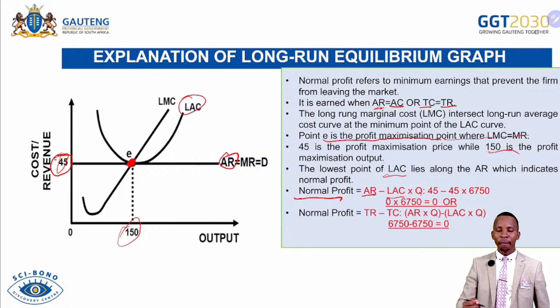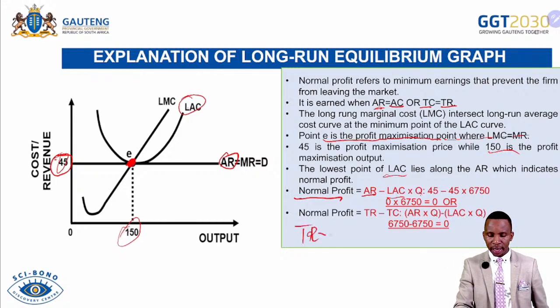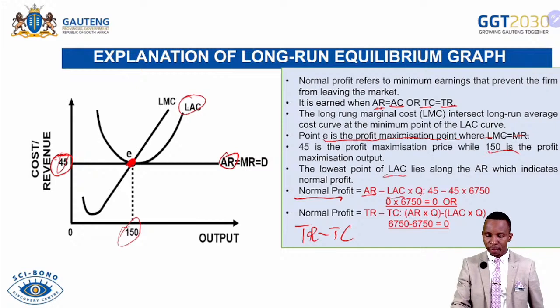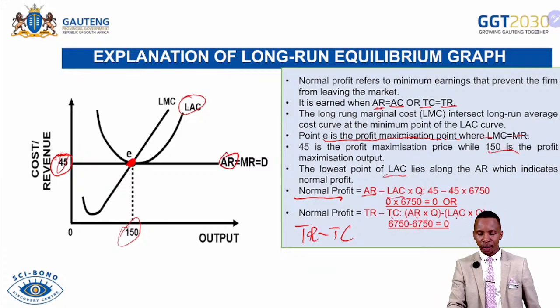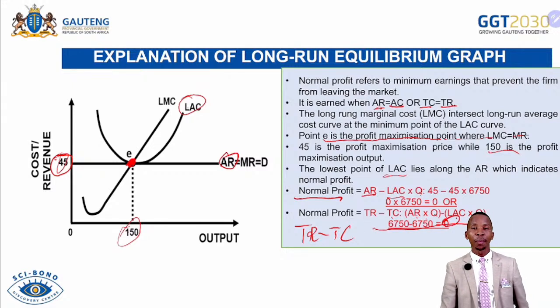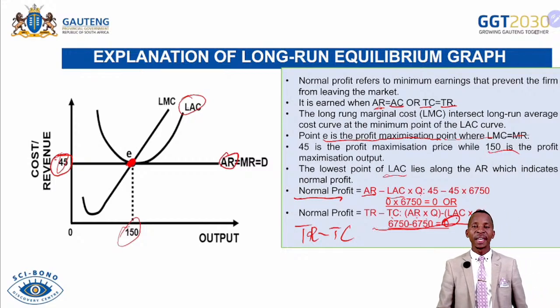Or if we say it the other way around, we can say TR minus TC. As we do that, we substitute, and then we get our answer. TR minus TC is AR times Q, in brackets, minus long run average cost times quantity, in brackets. And then you substitute: 6,750 minus 6,750 equals 0. Then the firm is not making a profit or a loss. That is known as the normal profit. So this is the long run equilibrium for the firm under the perfect market. It makes what you call the normal profit, or it breaks even.